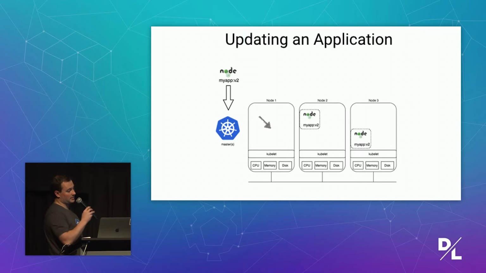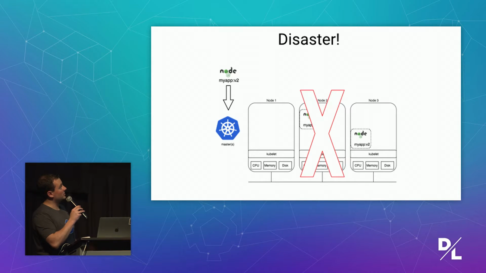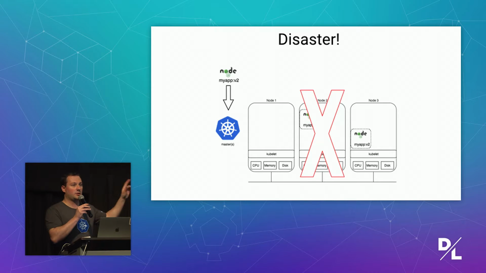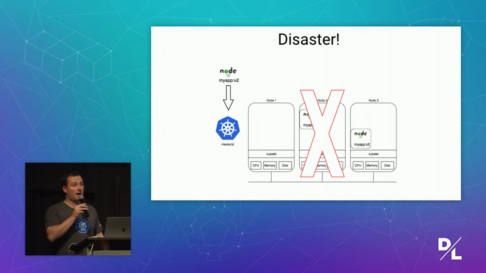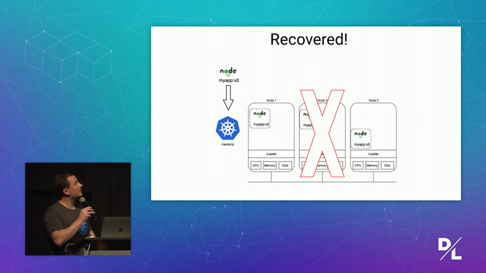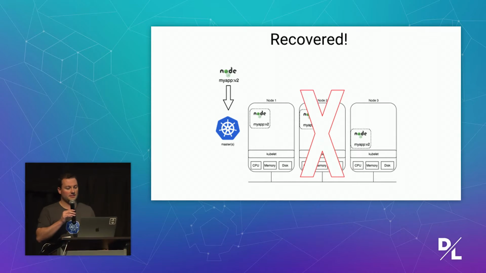Okay, so let's talk about disaster. Oh no! My machine went down. What happens? Well, Kubernetes looks and realizes that it has lost communication with that node. And so after a period of time, which depends on how you set up the system, Kubernetes will say, all right, that node is not in service. I need to spin up a new instance. And so it will go ahead and spin up another instance of v2 of my application. So the problem is fixed.